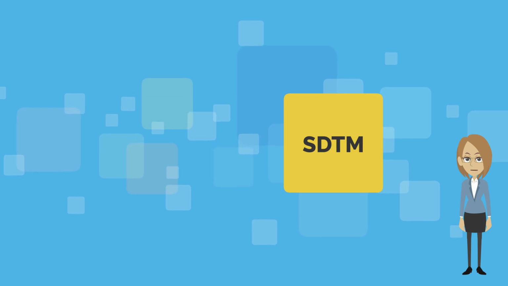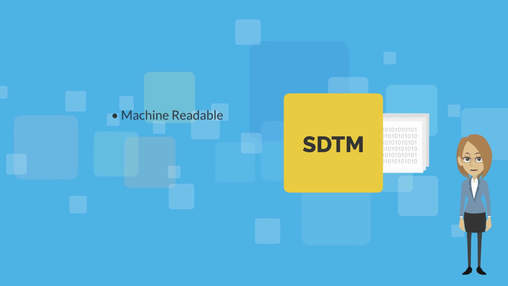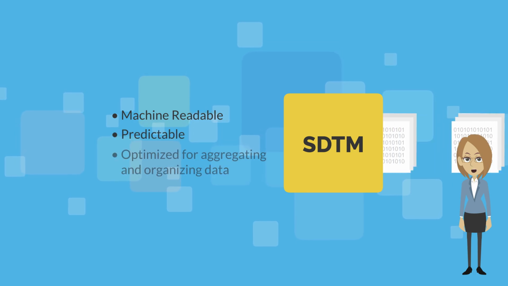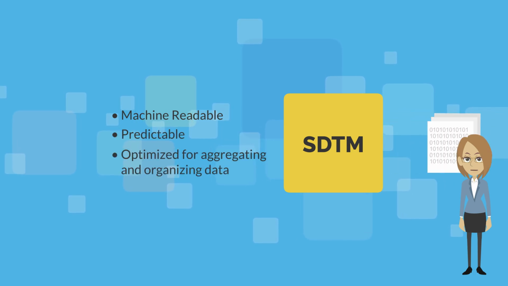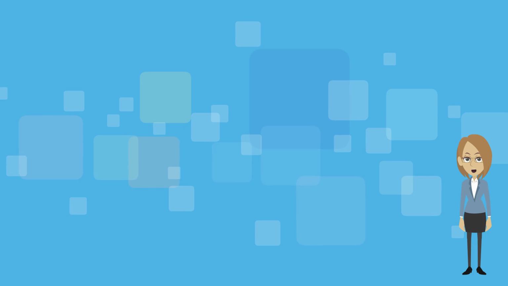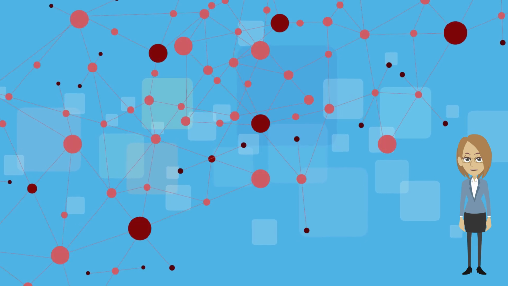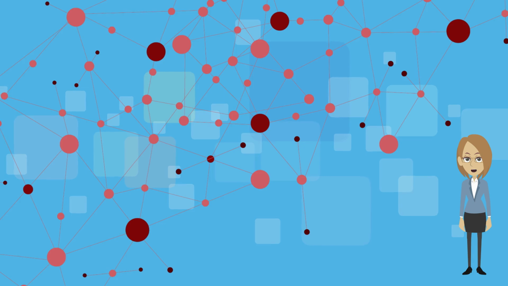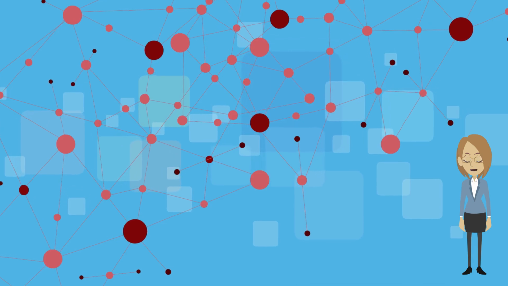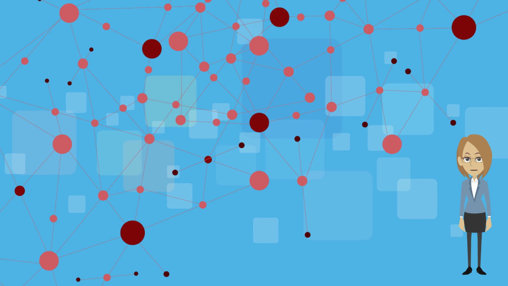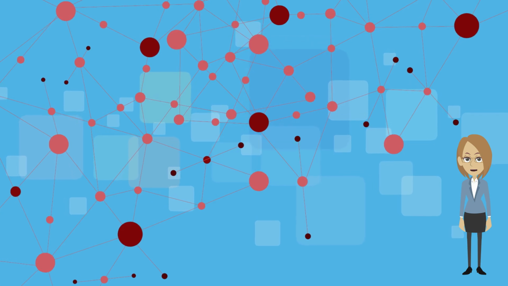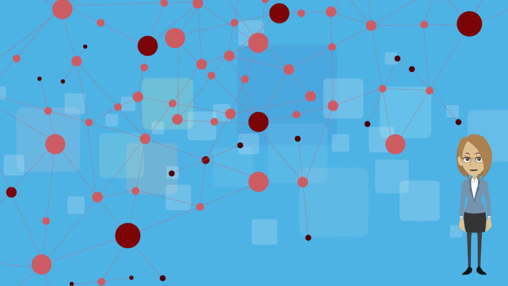SDTM, on the other hand, is designed to be machine-readable and predictable, and is optimized for aggregating and organizing data. In general, a data model is a generic representation of real-world situations and allows us to make generalizations about data structures that we can then use to create new implementations.